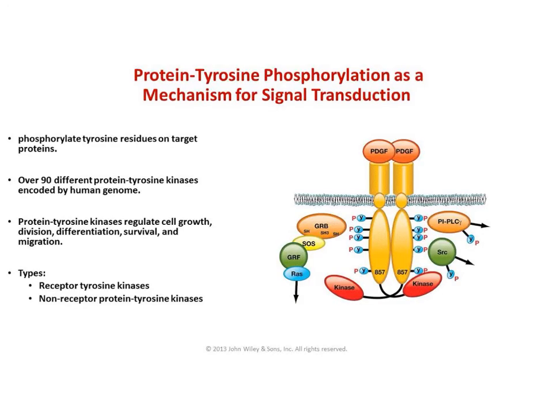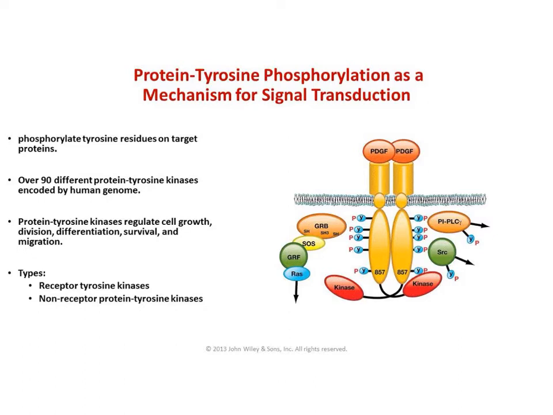Protein-tyrosine phosphorylation as a mechanism for signal transduction appeared with the evolution of multicellular organisms. Essentially, when we think about protein-tyrosine phosphorylation, these are specific protein kinases that add an inorganic phosphate group to tyrosine residues on specific target proteins. In fact, they have identified approximately 90 different protein kinases that are encoded in the human genome, many of which are protein-tyrosine kinase receptors or are also cytoplasmic protein-tyrosine kinases.